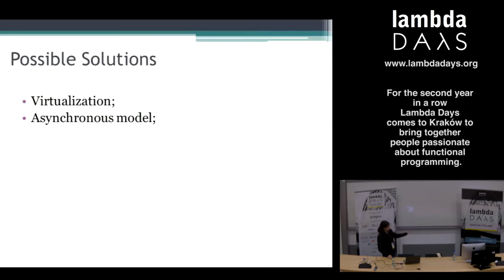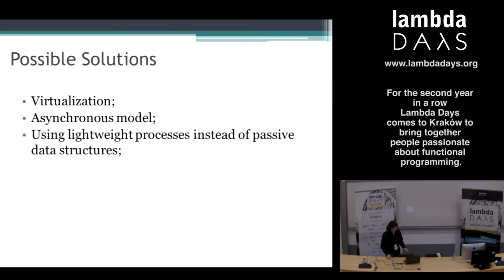Asynchronous model, I described it already, let's move on. Using lightweight processes instead of passive data structures. I think this is really a solution for load balancing, because, for example, I have 2 baskets with eggs, and if I have passive data structures, I have to say, okay, I just take this egg and move it to another basket. But if I have active data structures, they can move by themselves. That's okay. And our performance is increasing. That's good.